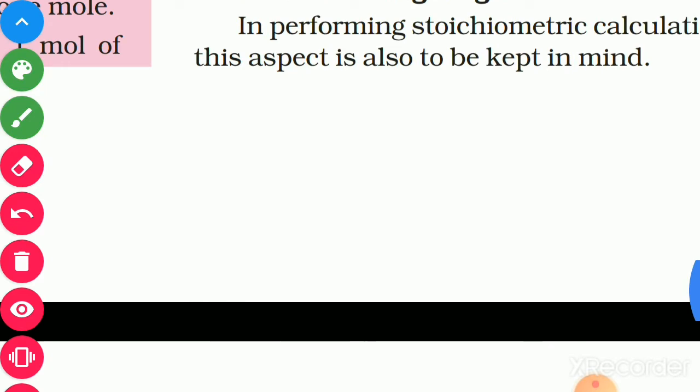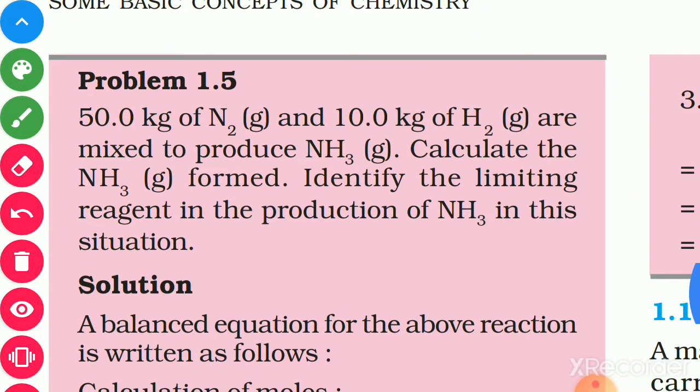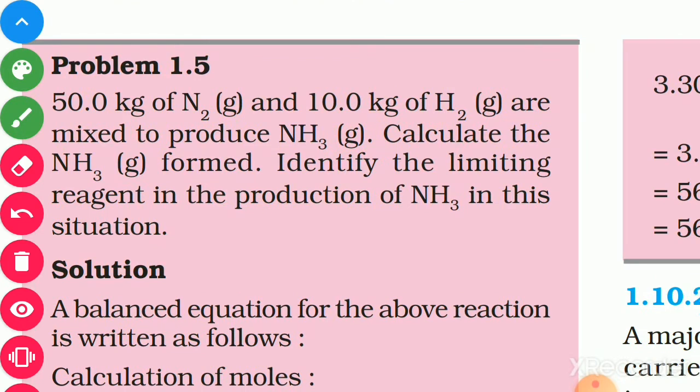Now, on limiting reagent, one numerical. 50 kg of nitrogen and 10 kg of hydrogen are mixed to produce ammonia. Calculate the ammonia formed. Identify the limiting reagent in the production of ammonia in this situation. This is the problem. Now we have to solve the problem.